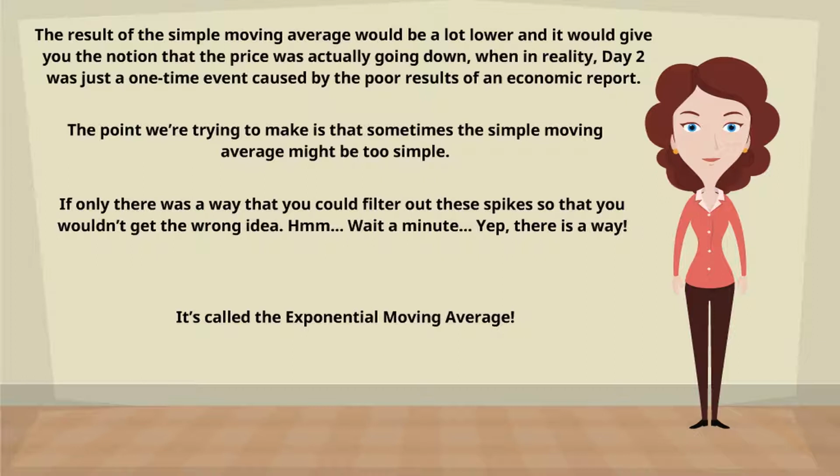The result of the simple moving average would be a lot lower, and it would give you the notion that the price was actually going down, when in reality, day 2 was just a one-time event caused by the poor results of an economic report. The point we're trying to make is that sometimes the simple moving average might be too simple. If only there was a way that you could filter out these spikes so that you wouldn't get the wrong idea. Wait a minute. Yep, there is a way. It's called the exponential moving average.